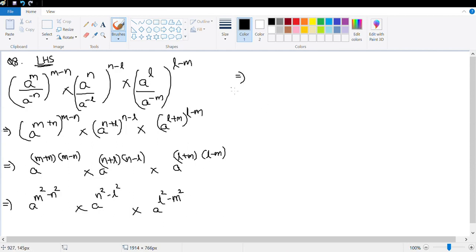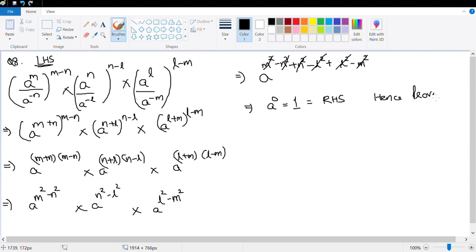Now the bases again are equal, so let me just add the powers. So it will be a to the power m square minus n square plus n square minus l square plus l square minus m square. Negative m square, m square, negative n square, n square, and negative l square, l square cancel. So what I am left with in the power is 0, a to the power 0, which is equal to 1, which is my right hand side. So hence proved. So let's move on to the last question that I want to solve from this exercise.